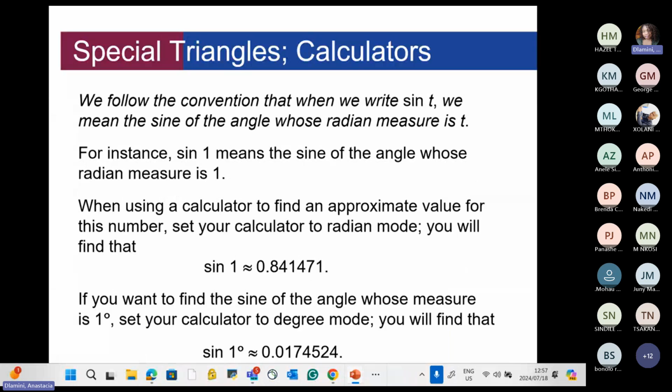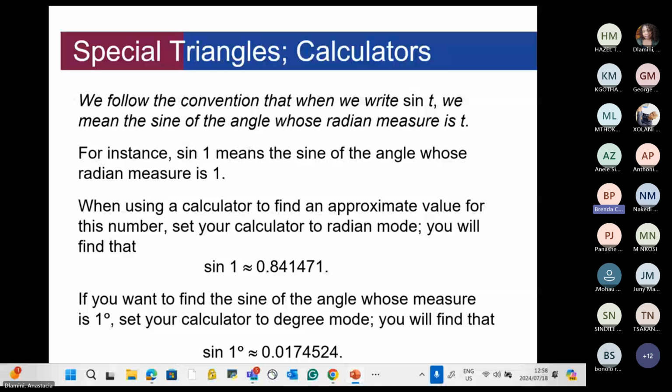So they say we follow the convention that when we write sine t, we mean the sine of the angle whose radian measure is t. For instance, sine 1 means the sine of an angle whose radian measure is 1 rad. When using a calculator to find an approximate value of this number, set your calculator to radians mode. If you want to find the sine of an angle whose measure is in degrees, set your calculator mode to degrees. Didn't we do this?